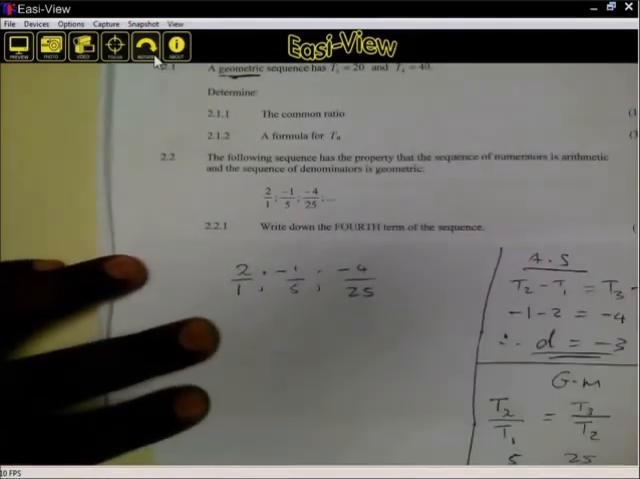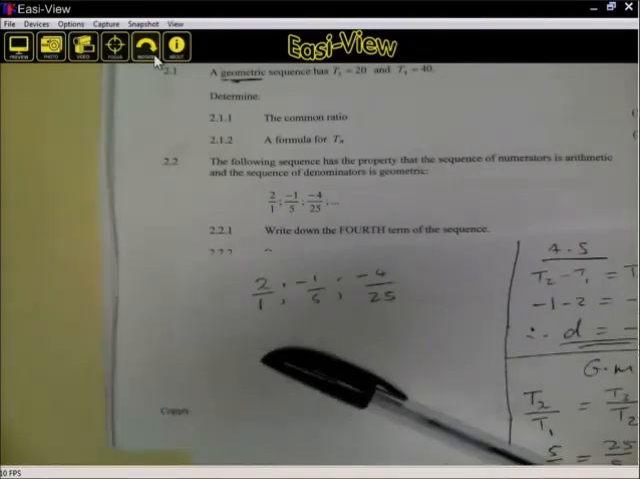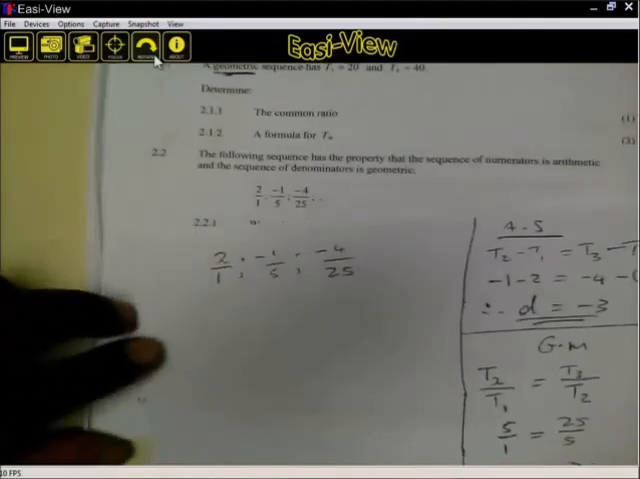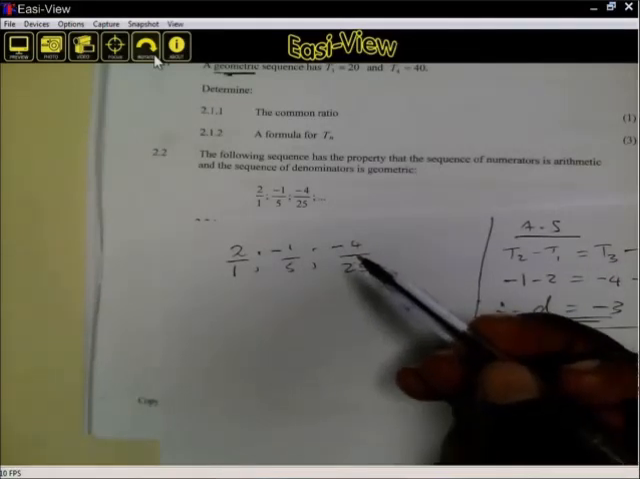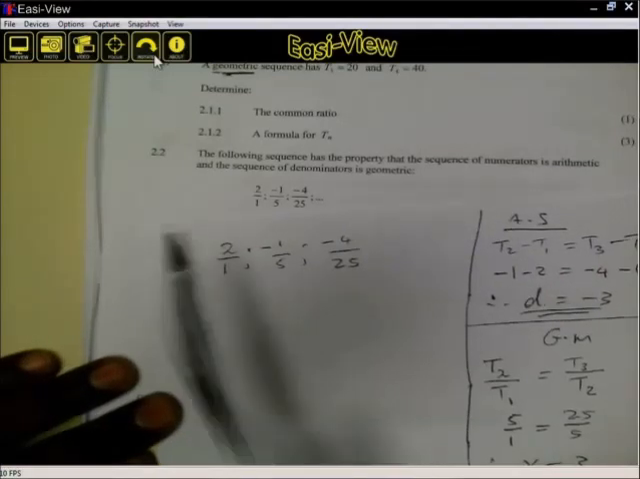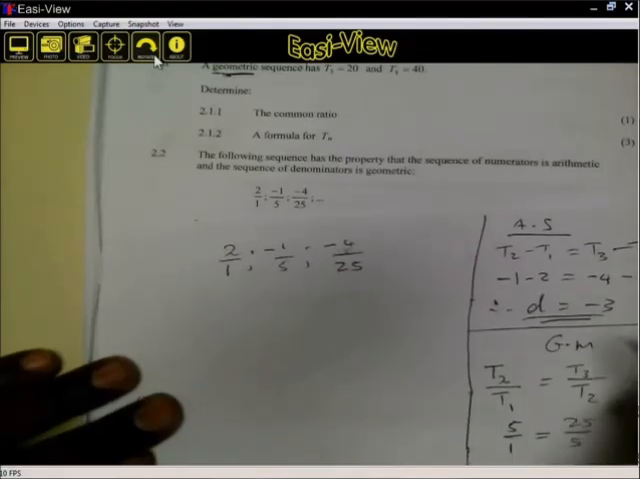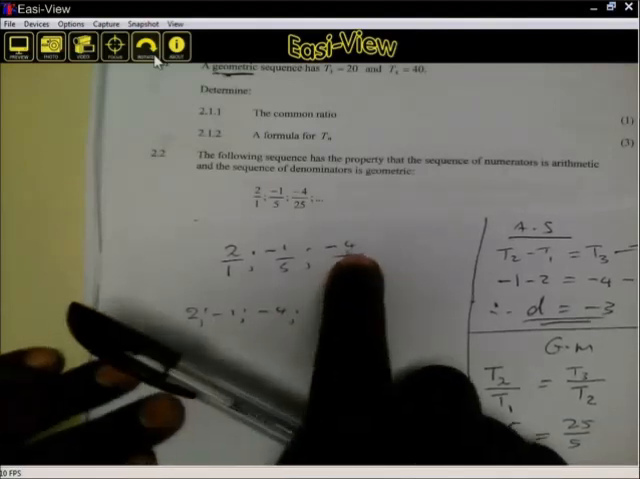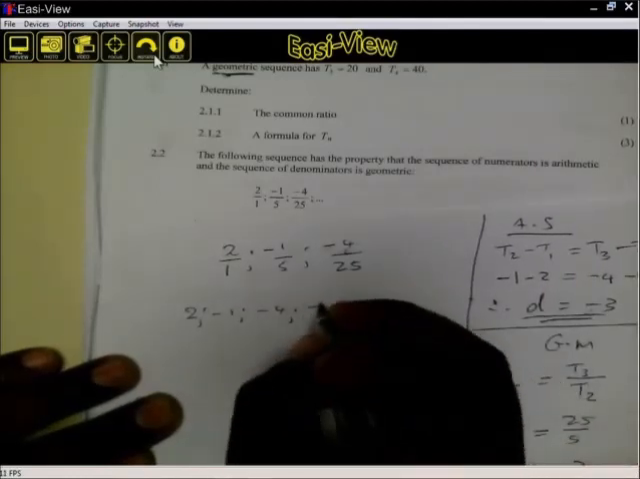The first question: write down the fourth term of the sequence. Now remember, in my introduction, I said if the sequence is arithmetic and you know the common difference, for you to get the next term, you add the common difference to the last term. So the sequence is 2, -1, -4, which means to get the fourth term of the arithmetic sequence, we say -4 plus -3, and that will give us -7.